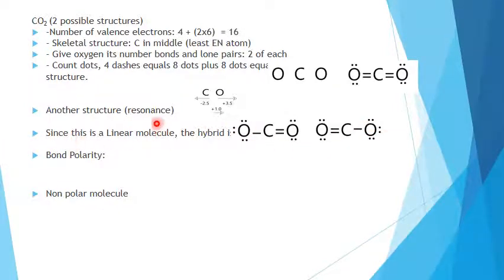I did this kind of messy here, but it says that this is a linear molecule. Okay, it has two attachments, no lone pairs. So you look up on the table. It says when you have two attachments, no lone pairs, the hybrid is just going to be sp.